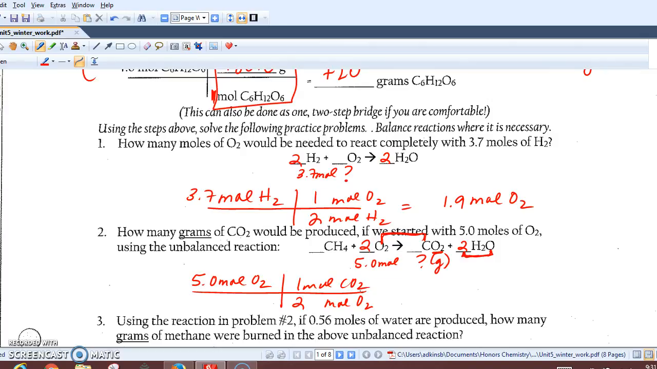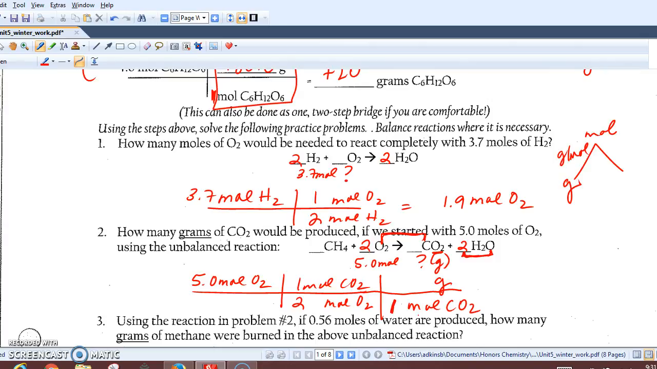All right, I could stop here, or I could keep going. They want grams. So if moles of CO2 are here, I'm close. Moles of CO2 have to go down, and grams go up. Well, where does a gram to mole relationship come from? Mole mountain. If we have moles, we have mass, we got to use the grams per mole conversion.